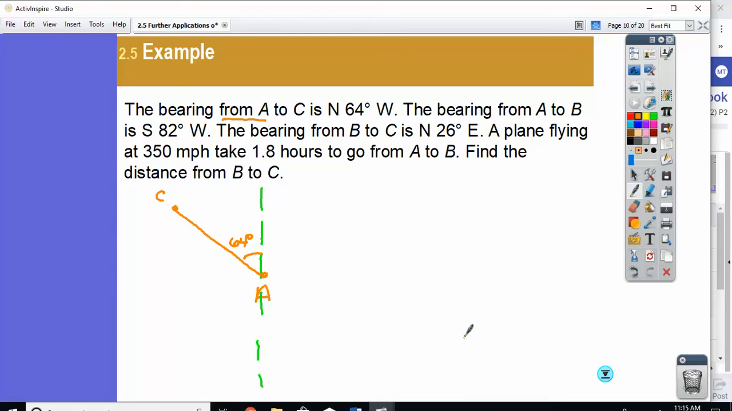The bearing from A to B, so I'm back to A, I'm measuring B, I already have my north-south line, is south 82 degrees west.